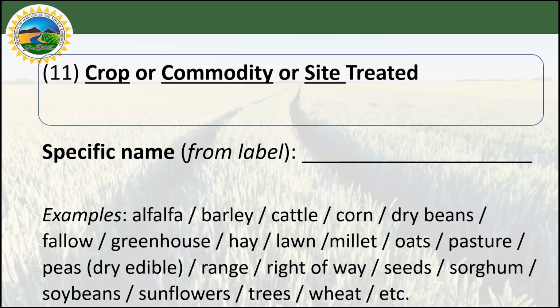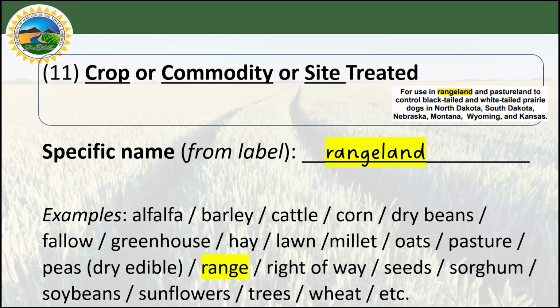Okay, item 11 is the crop or commodity or site that's being treated. And again, this comes right from the label. On the label, it says this is for use in rangeland, or pasture land, and that is what we wrote down here in our records.